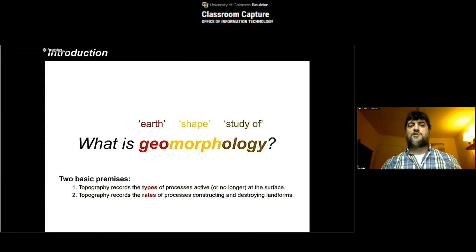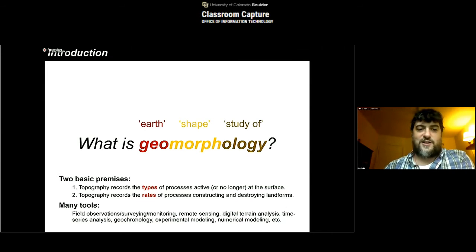And there are basically two premises I start all my projects with. The first is that topography is a record of the types of processes that are either currently active or may no longer be active at the surface. And then even more intriguingly, the topography can record the rates of those processes that both construct and destroy landforms. So that's kind of my worldview when I come at a lot of these problems, and I'll relate that to hydrology here in a second.